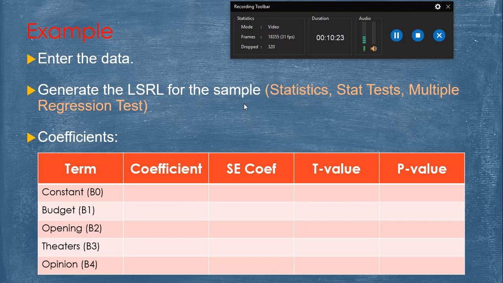And then it's going to ask you for the Y list. The Y list is the revenue, so we'll select that. And then it's going to go through the X list. You want to keep it in order. I've also put the values here in the table. So your X1 is budget, X2 is opening, X3 is theaters, and X4 is opinion. And then you can designate where you want the results. I'm going to put mine in column G.